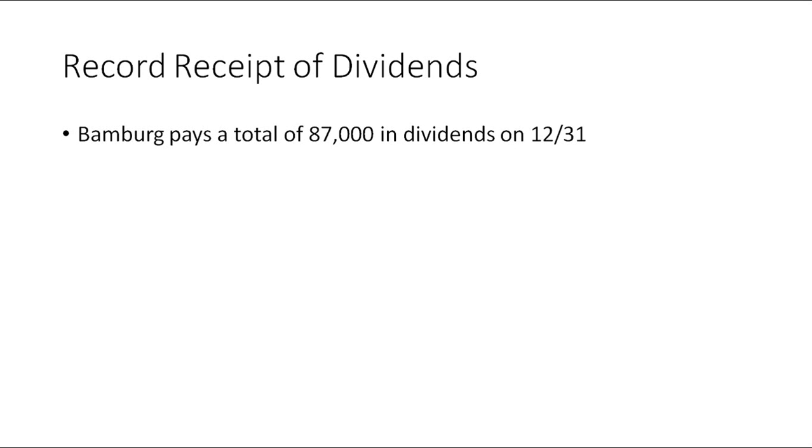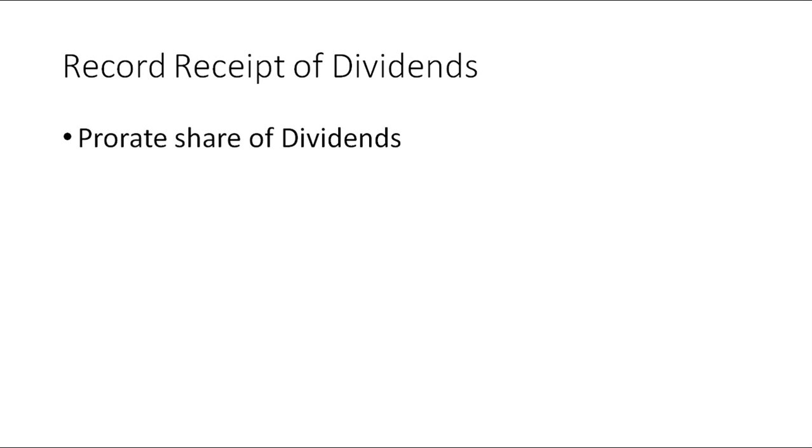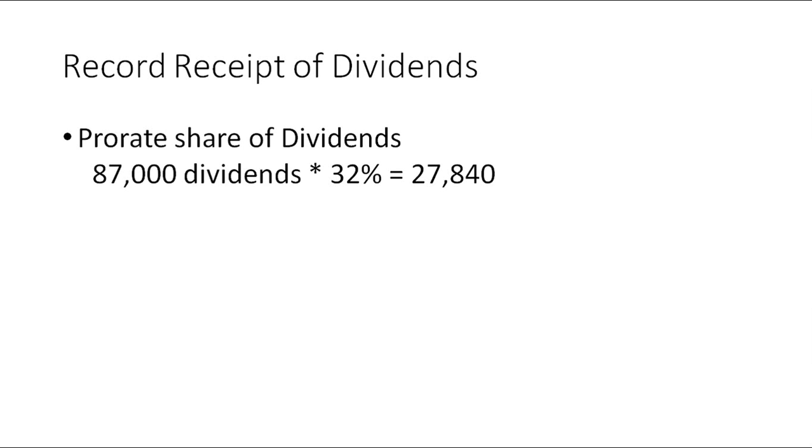Dividends. Bamberg pays dividends on December 31st for $87,000. Do we prorate the share of dividends? We do prorate it based on the level of ownership, but we do not prorate it based on the number of months. Remember, dividends are paid at a specific point in time. So whoever owns the stock at December 31st receives the dividends. If the dividends were paid in January, February, March, we wouldn't receive any of those dividends, but any dividends from April 1st through the end of the year we would receive.